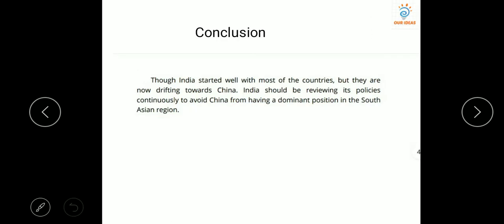So at last we come to the conclusion. India started well with most of the countries, but they are now drifting towards China. This is the problem because China wants to become a regional power, and India also. So India should review its policy, so that projects are completed in time and relations with the countries are good, to prevent China from having a dominant position in the region.